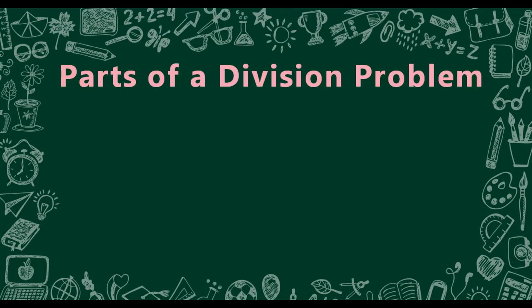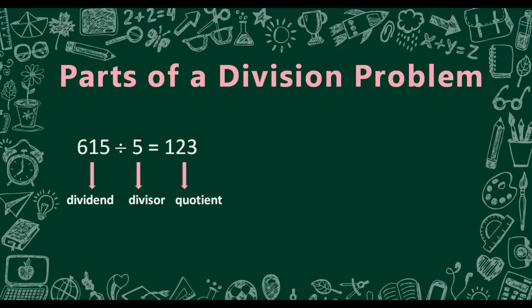Here are the parts of a division problem. In this problem, 615 is our dividend, the number being divided. 5 is our divisor, the number we are dividing by. 123 is our quotient, or the answer to our division problem.